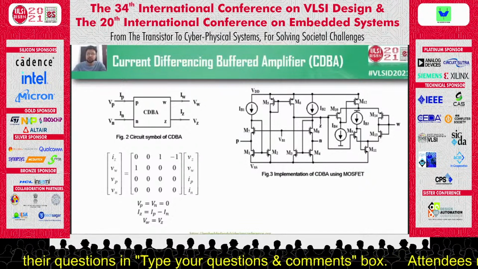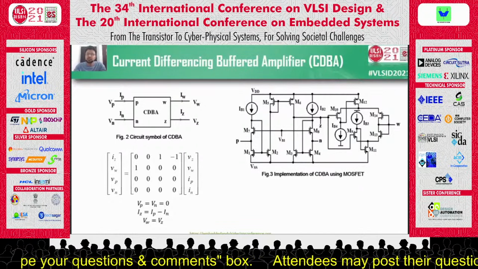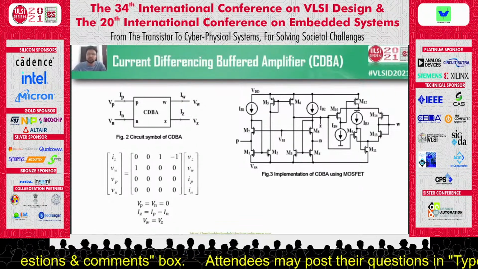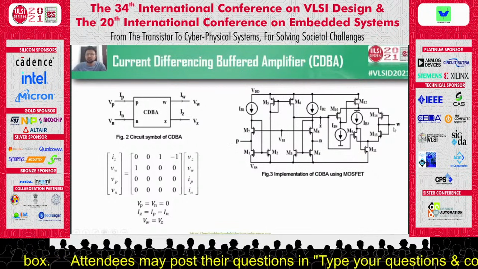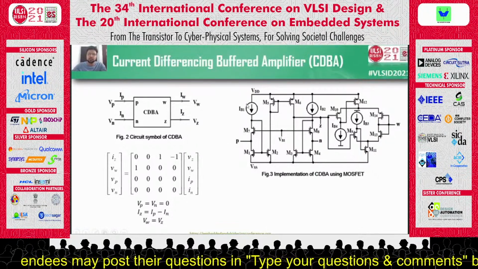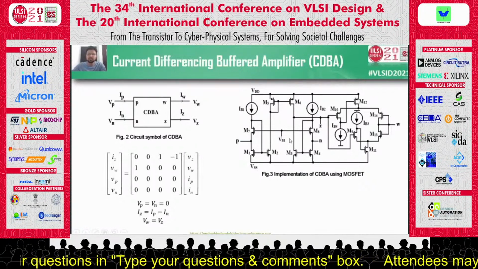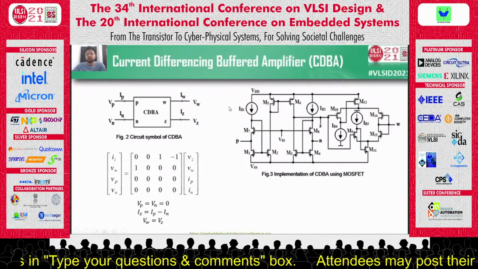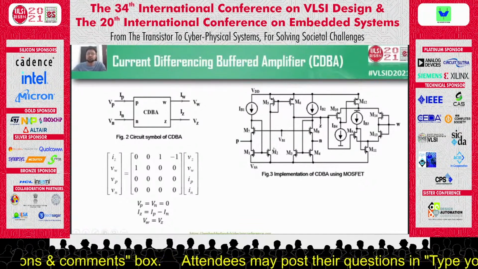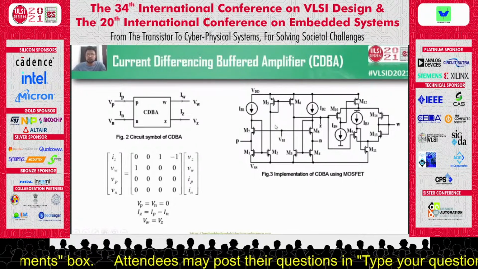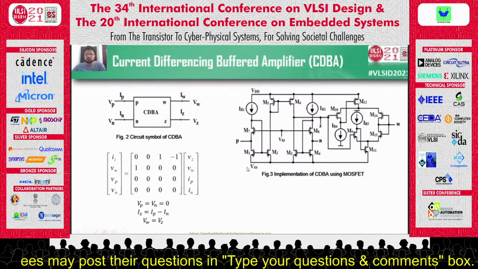So figure 3 represents the implementation of the CDBA using MOSFETs, where the P MOSFETs are connected to VDD and N MOSFETs are connected to VSS. This is the P terminal, this is the N terminal, this is the W, and this is the Z terminal. IB1, IB2, IB3 and IB4 are the bias currents and VB1 is the bias voltage. Here the current mirror concept is utilized. That means the current flowing through this terminal is equivalent to the current flowing through these terminals, and this process continues. So here VDD and VSS are considered as 600 millivolts for the proposed configuration.